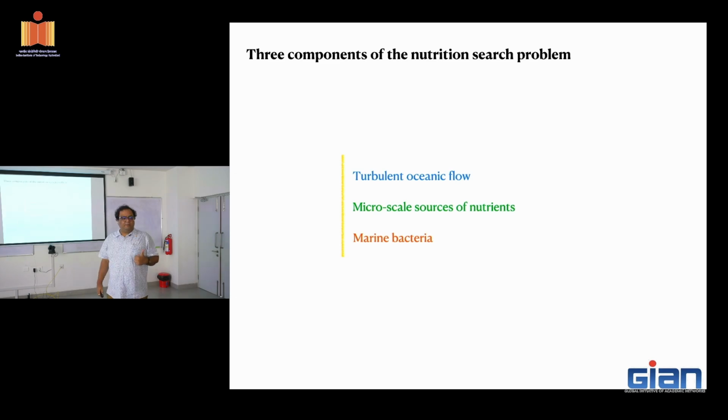There are three components to this problem of nutrient search. One, these are in, let's say, ocean or lake or some big water body, so there can be turbulence. So I'm dealing with turbulent oceanic flow. That's component number one for me. Then second is microscale sources of nutrients. There could be, at different locations, some sources of nutrients to which bacteria would be swarming. And then of course the marine bacteria themselves.